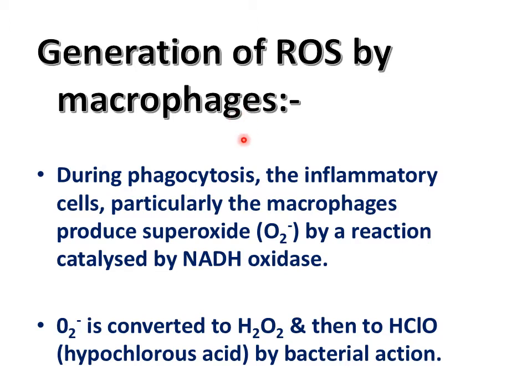Now generation of ROS, reactive oxygen species, by macrophages. What we told about here is phagocytosis. So during this phagocytosis, inflammatory cells, particularly macrophages, produce superoxide ion by a reaction that is catalyzed by the NADH oxidase system, which produces free radicals. This superoxide is then converted again into H2O2 and then into hypochlorous acid by bacterial action. So these all are harmful to us.